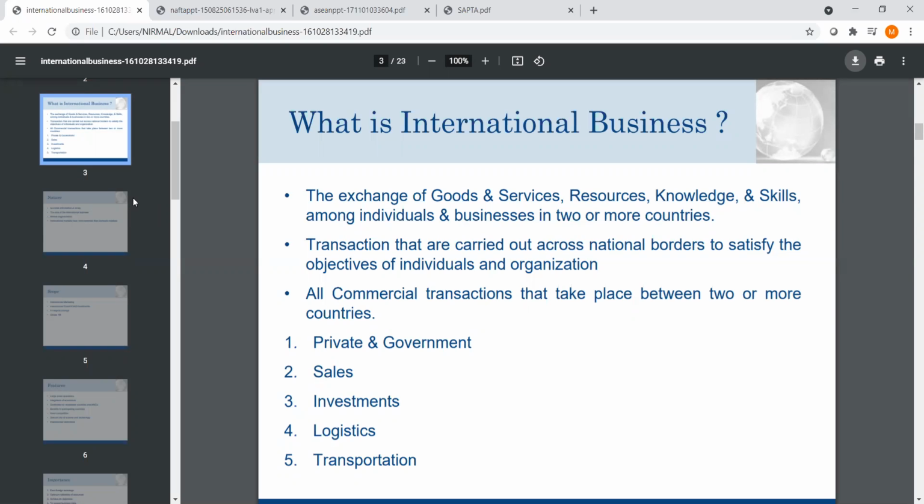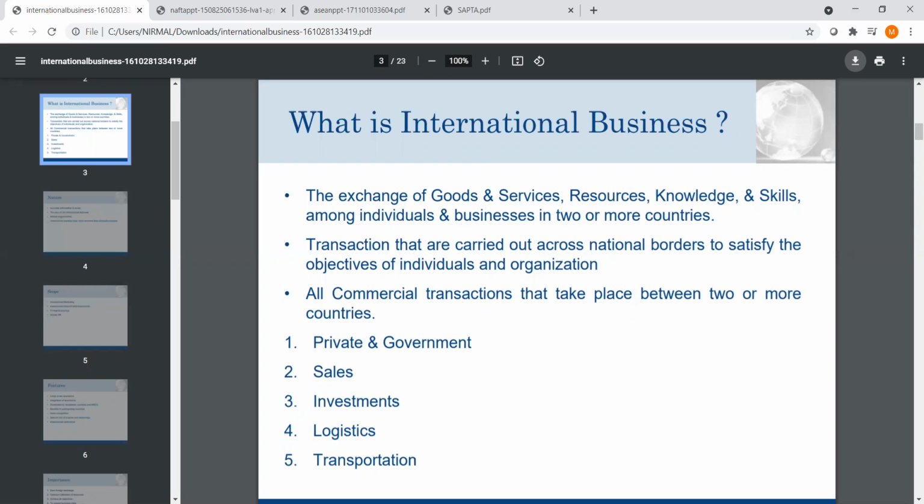International business is the exchange of goods and services, resources, knowledge, skills among individuals and businesses in two or more countries. Transactions are carried out across national borders to satisfy the objectives of individuals and organizations. All commercial transactions take place between two or more countries, like private, government, private and public, sales, investments, logistics, even transportation. Yes, transportation, you know that, even shipping, flight. So a lot of things are involved in international business, especially ships and flights play an important role in terms of cargo, carrying things in international business.